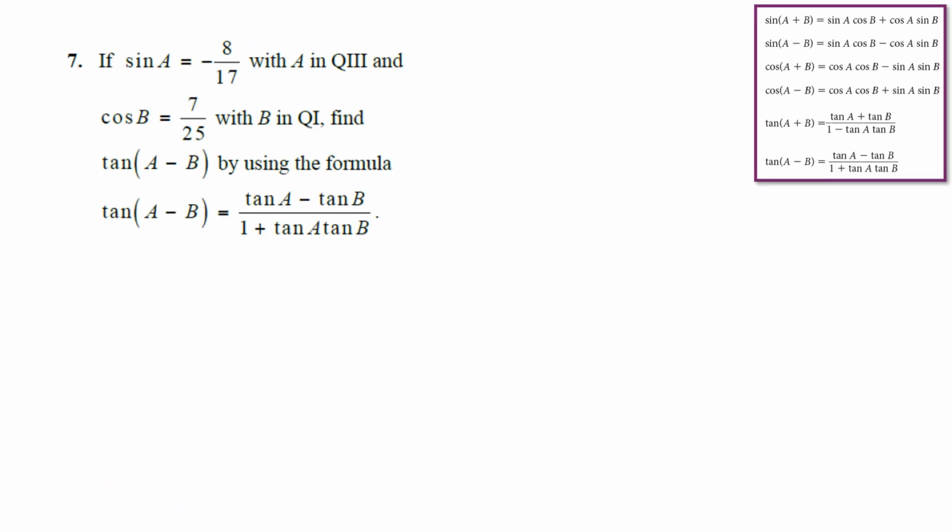All right. So now we're going to do a similar one. This time, if the sine of A equals negative 8 over 17 with A in quadrant 3, and cosine B equals 7 over 25 with B in quadrant 1, find the tan of A minus B using the formula: the tan of A minus B equals tan A minus tan B divided by 1 plus tan A times tan B.